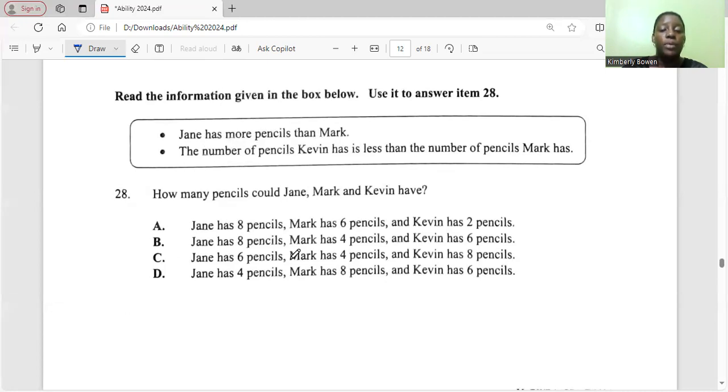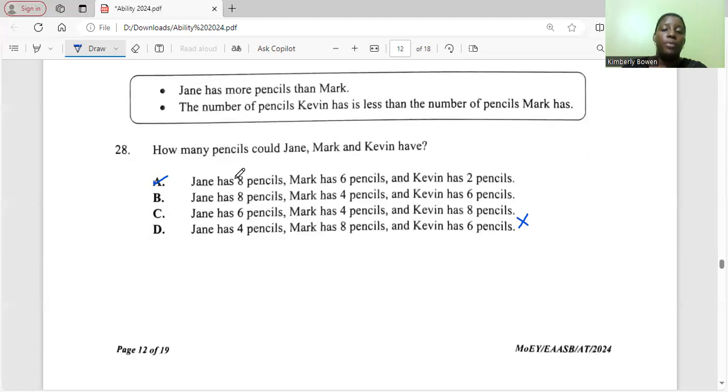Let's look at it. Both of these are incorrect, because these show that Jane doesn't have the most. So these two we're ruling out, but we want the number of pencils that Kevin has to be less than the number of pencils Mark has, right? So A is the correct answer, because here Mark has more than Kevin. So it's Jane with the most, Mark with the second largest number of pencils, and Kevin with the least.